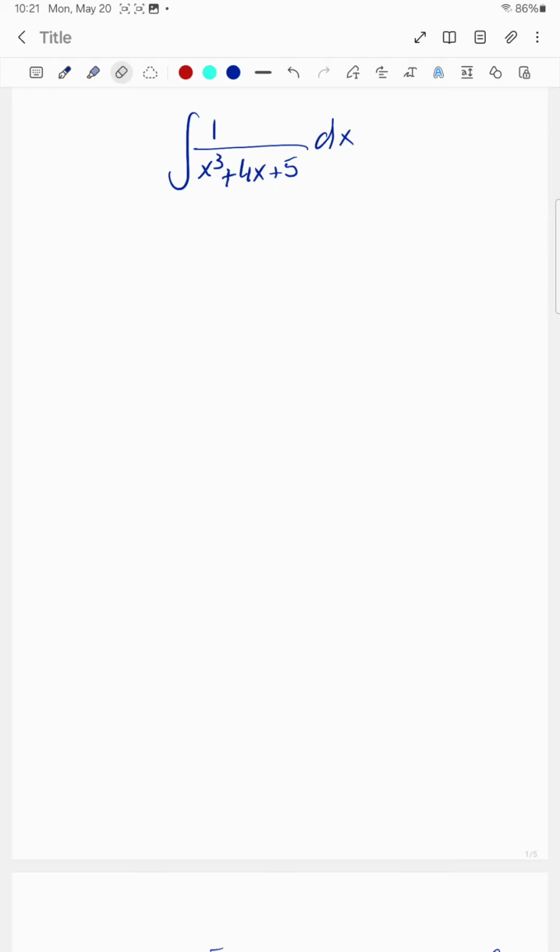In this video, we'll solve the integral of 1 divided by x to the power of 3 plus 4x plus 5 dx. If you look at that integral, it does not resemble any of the four integral formulas that we know. And it's not a quadratic equation, so I cannot factor it out.